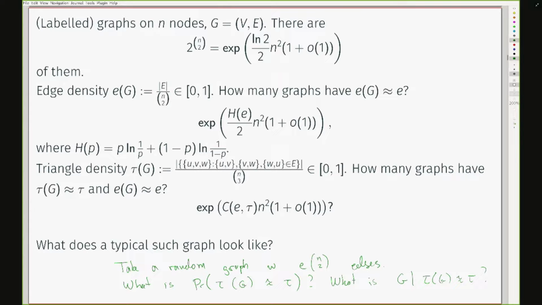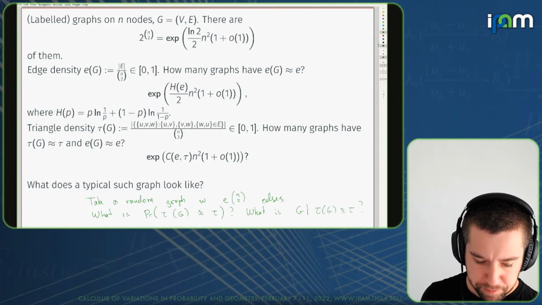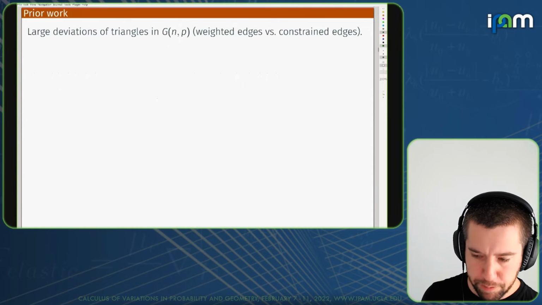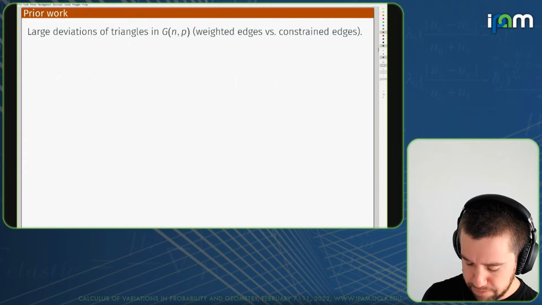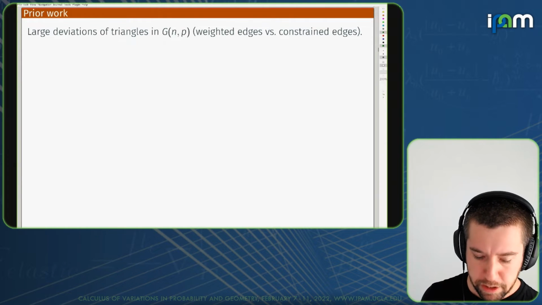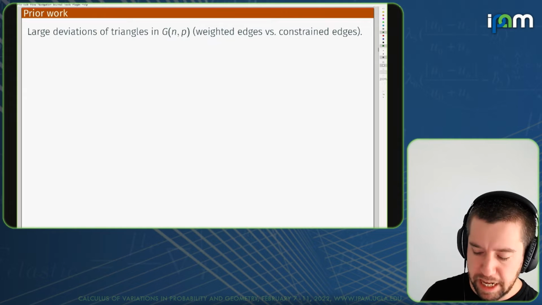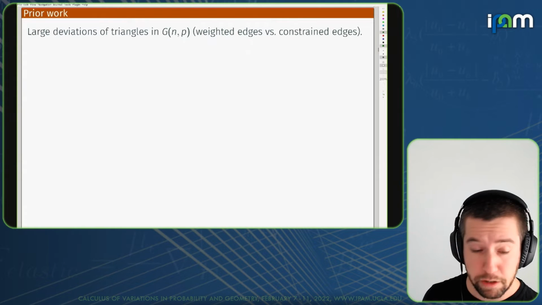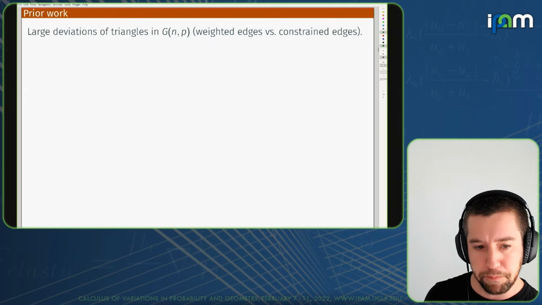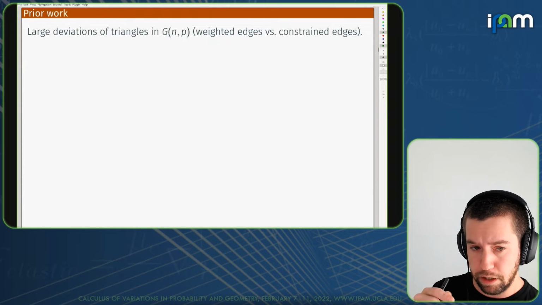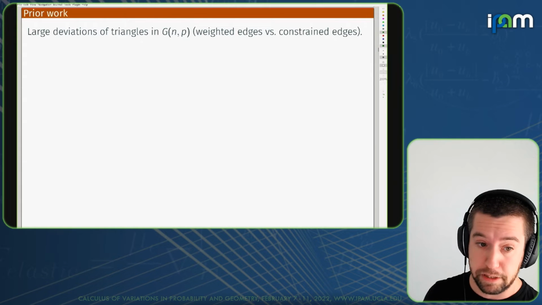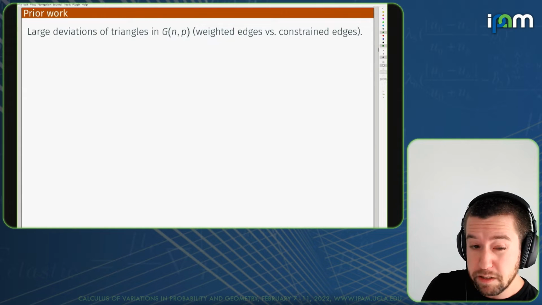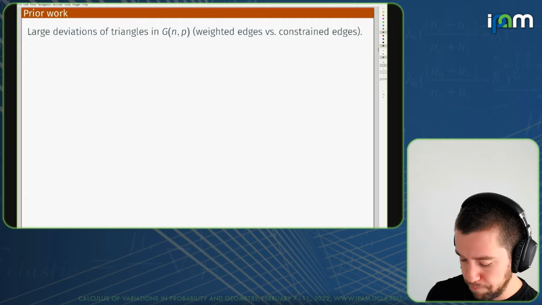Now I'm going to go very briefly over related work, just because this is a short talk, but at least I have names in the slides that you can Google later. The name for this problem is large deviations. There's been a lot of literature in the model of G(n,p). G(n,p) is the model where you take a random graph, and for each edge with probability p, you decide to include it or not. So the edge density will be about p in this model.